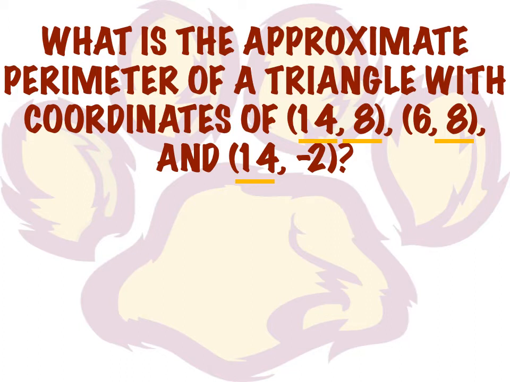So to help us find the perimeter, we're not going to use the point that has both a matching x and a matching y value. We're going to focus on the two remaining points, 6, 8, and 14, negative 2.